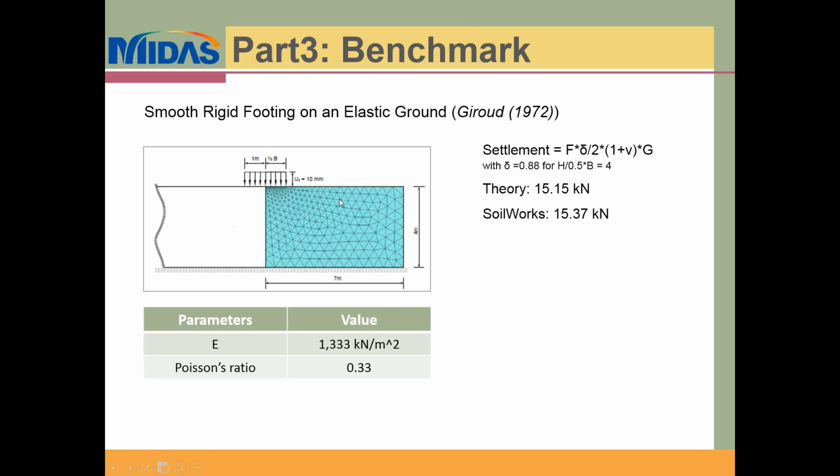on this soil. So from these expressions from the theory, the reaction is computed as 15.15 kilonewton, and in SoilWorks, what you saw in the program was only half of the reaction. So if you double those values, the results will come out to be 15.37. So this is for the full footing, and this is also now for the full footing.